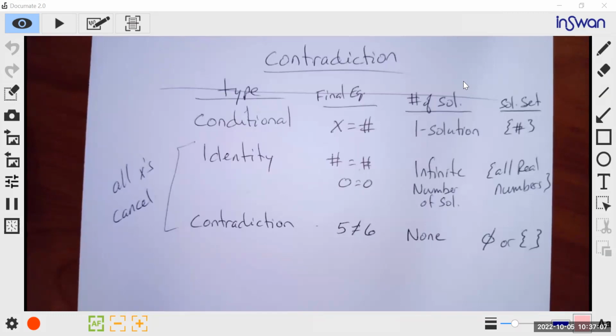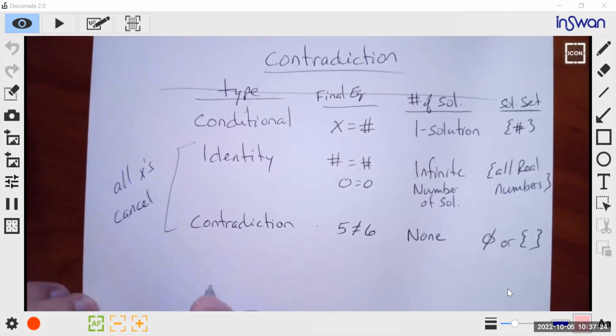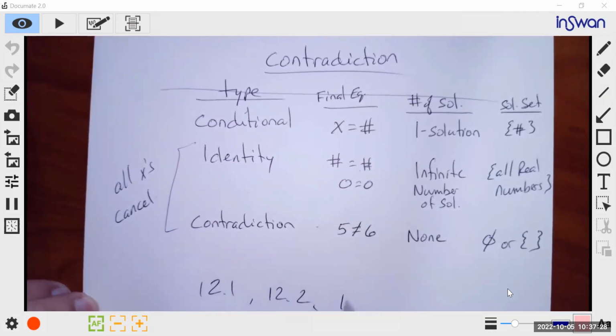What do you think? I'll just stop here because on Monday we'll have some more fractions, equations, practice ones, and then we'll start doing some word problems. Oh, so that does it for sections 2.1 or 12.1, 12.2, and 12.3.